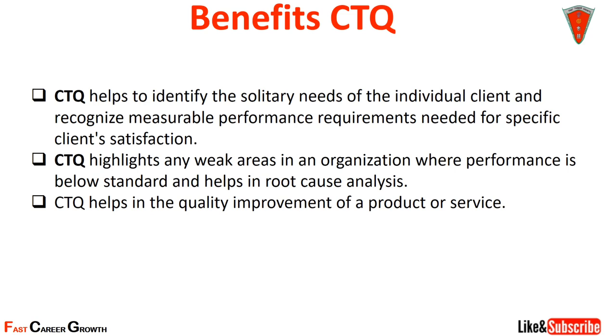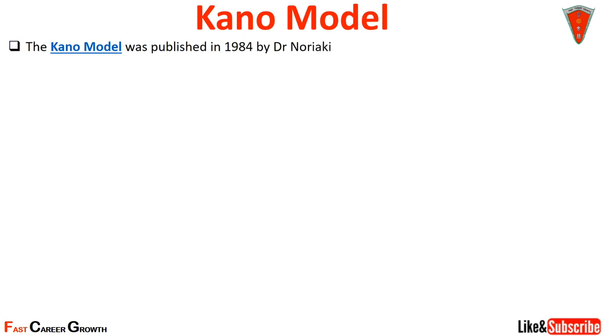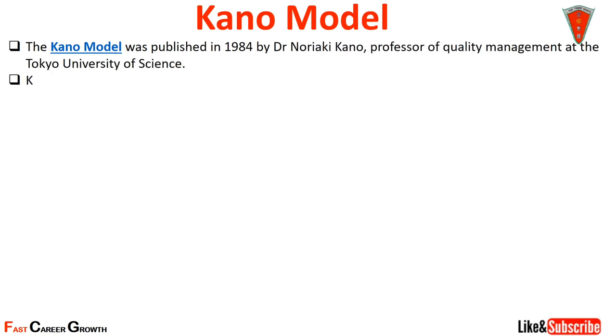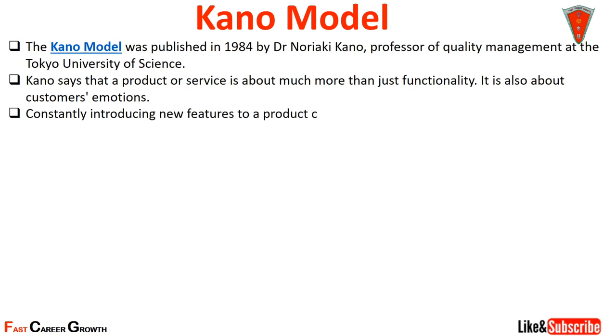In the next slide, we will learn about the Kano model. So what is the Kano model? The Kano model was published in 1984 by Dr. Noriaki Kano, a professor of quality management at the Tokyo University of Science. Kano says that a product or service is about much more than just functionality. It is also about customers' emotion. So constantly introducing new features to a product can be expensive and may just add to its complexity without boosting customer satisfaction.